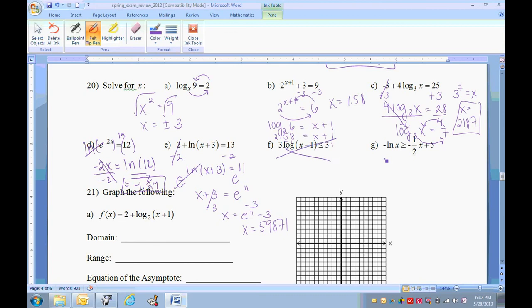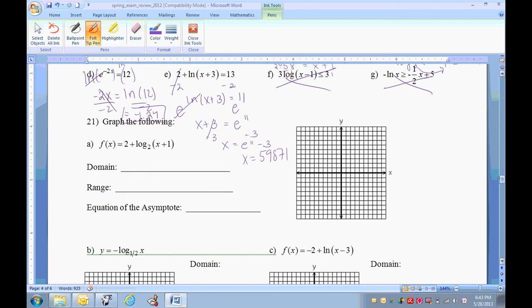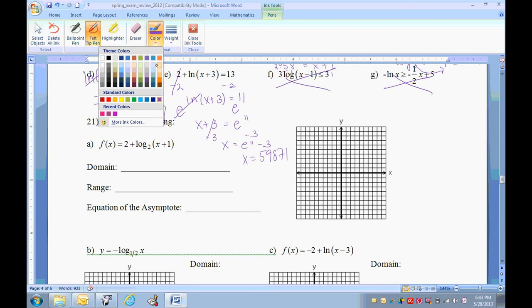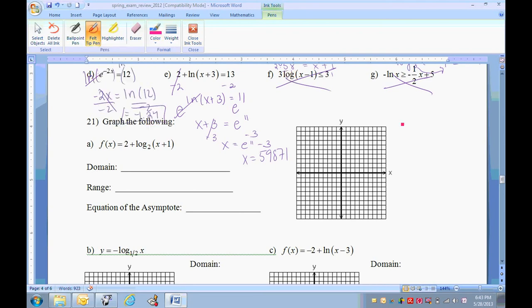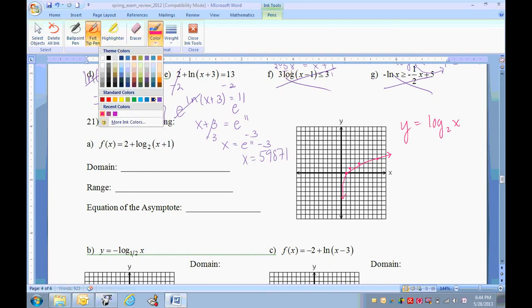Okay, we are going to omit f and g, and let's move on to 21. They're asking us to graph the following. Well, the parent function of this is, let's do it in pink, y equals log base 2 of x. And I'm going to go ahead and graph that. So now you can see our parent function of y equals log base 2 of x. And then let's look at the transformations we're going to have to make. This plus 1 inside with the x tells me I'm going to shift left 1.